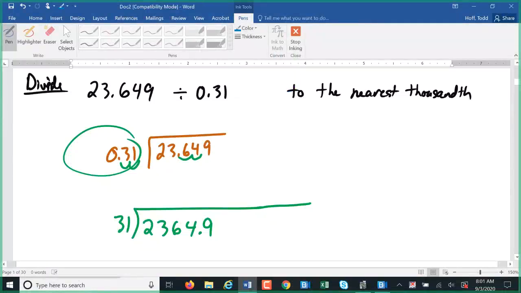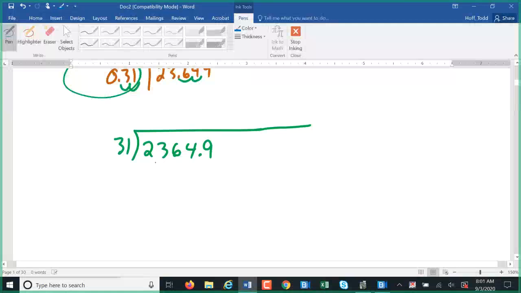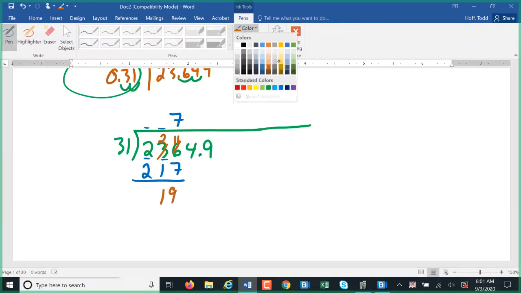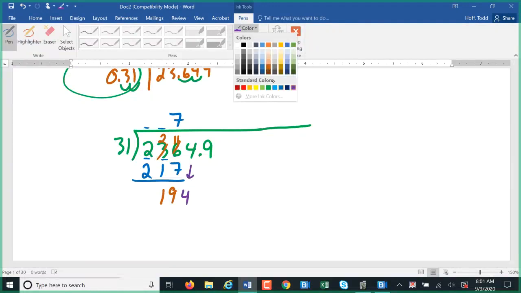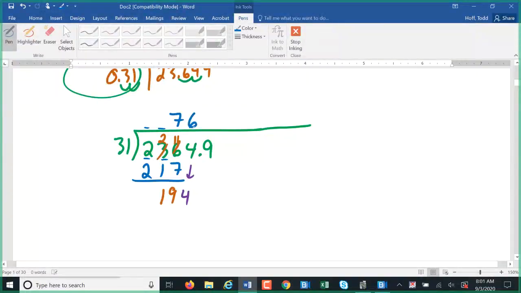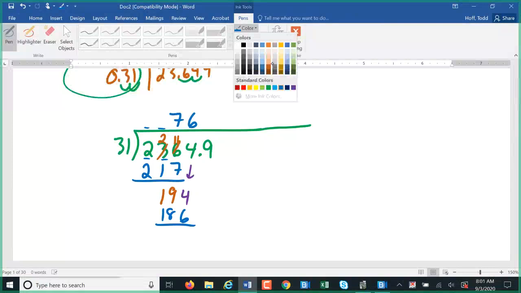Then we can start our division. 31 does not go into 2, so we leave it blank above the 2. 31 does not go into 23, so we leave it blank above the 3. It goes into 236 7 times. 217. We subtract here. We get 19. Now we're okay to bring down the 4. We haven't hit the decimal point yet. 31 goes into 194 6 times. 6 times 1 is 6. 6 times 3 is 18. We subtract there.